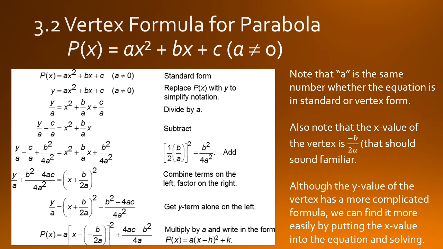But the good news is you really don't need it, because if you know the x value of the vertex, negative b over 2a, you can substitute that into the equation for x and get the matching y value. So really what you need to know is that the x value of the vertex is negative b over 2a. And if you know that, you won't have to go through and change it to vertex form. You can take it right off the standard equation.